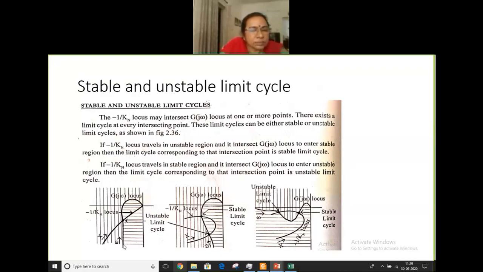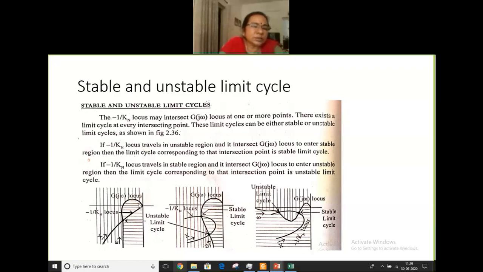Here it is not stable because this much portion is enclosed. So this is an unstable condition. Then the left side of this is enclosed, so this much portion is enclosed. You travel along the minus 1 by kn locus and see the right side of the portion, that much portion is enclosed. Then this part of the j omega locus is enclosed. This is a stable condition. When you move from this to here, it is an unstable condition.